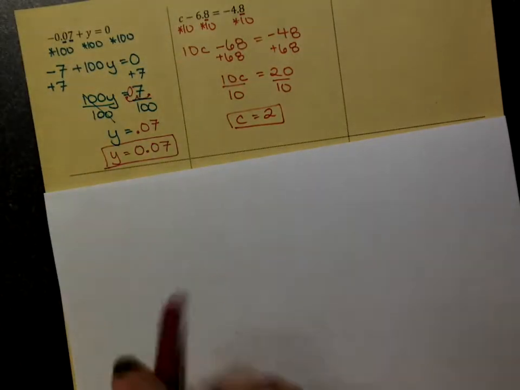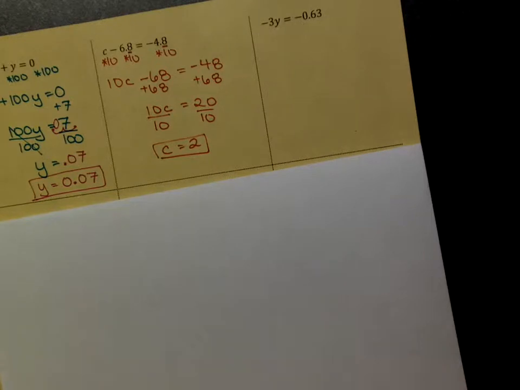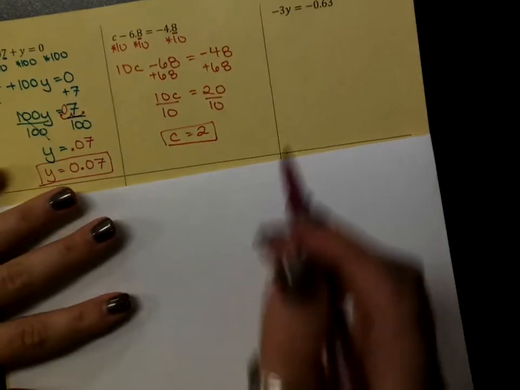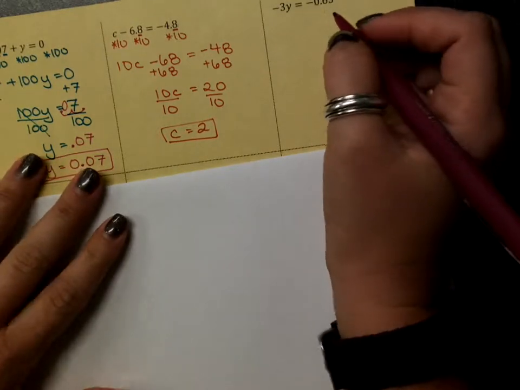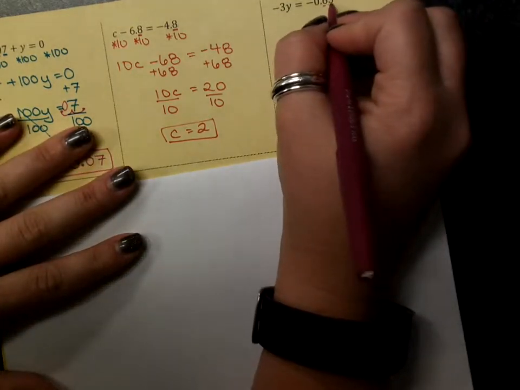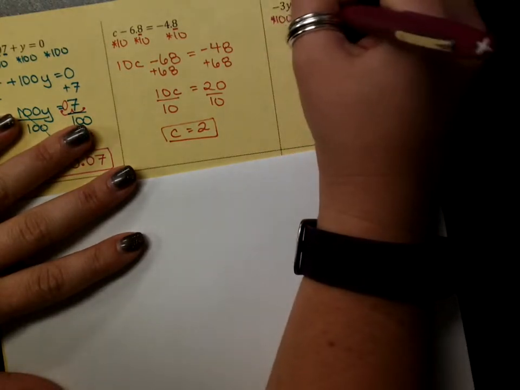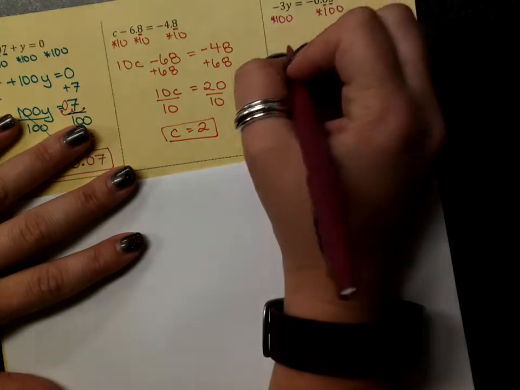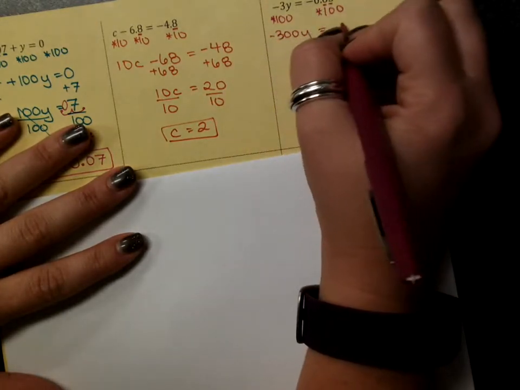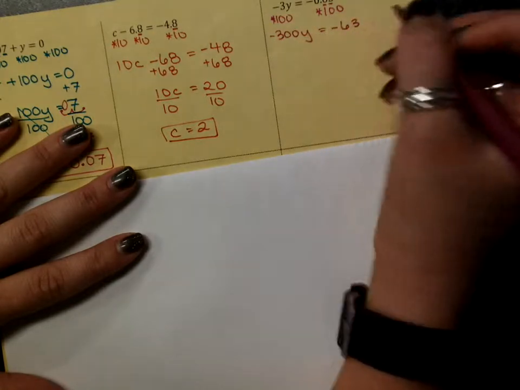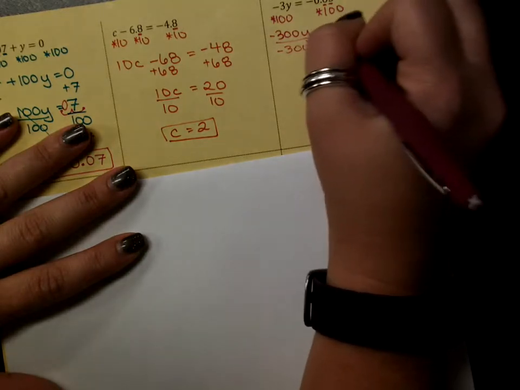Again, if you want to pause the video and try the next one, you can. If not, we can go through it together. Negative 3y equals negative 0.63. So we have 2 decimal places here. So we're going to multiply this term by 100 and this term by 100. That's going to give us negative 300y equals negative 63. Divide by negative 300.